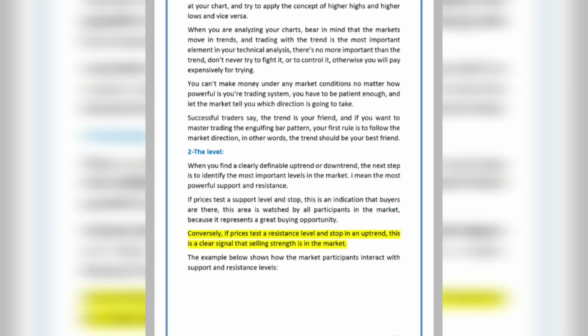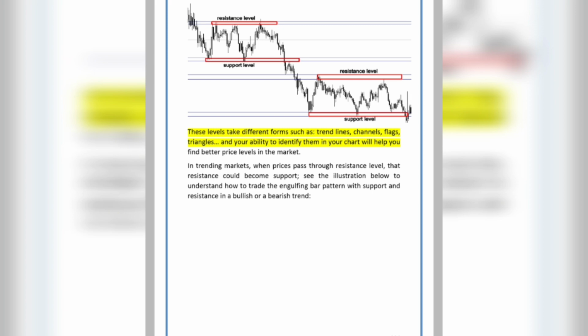Conversely, if prices test a resistance level and stop in a downtrend, this is a clear signal that selling strength is in the market. The example below shows how the market participants interact with support and resistance levels. These levels take different forms such as trend lines, channels, flags, triangles. And your ability to identify them in your chart will help you find better price levels in the market.